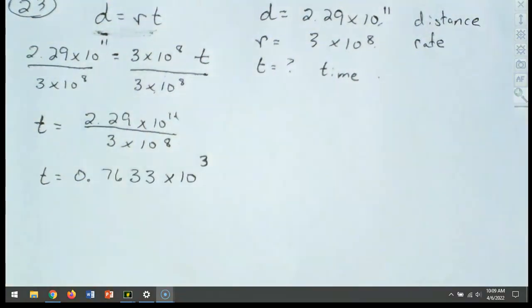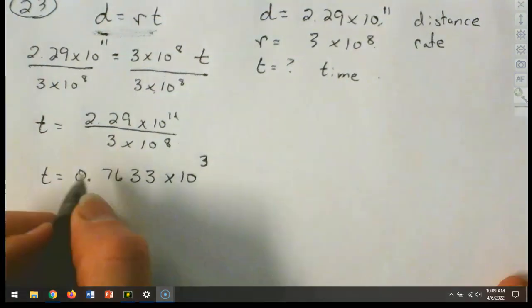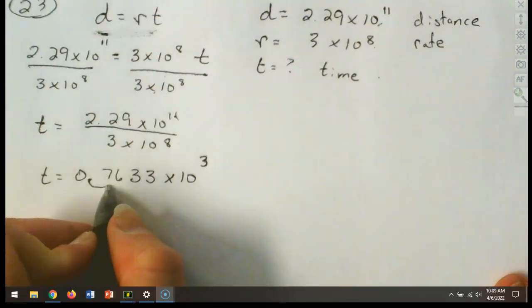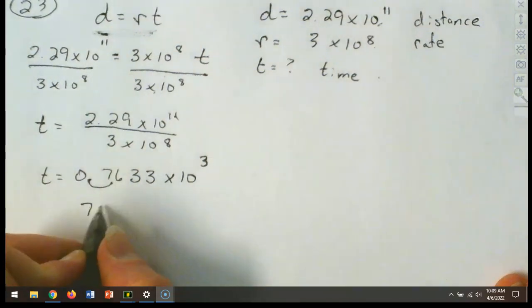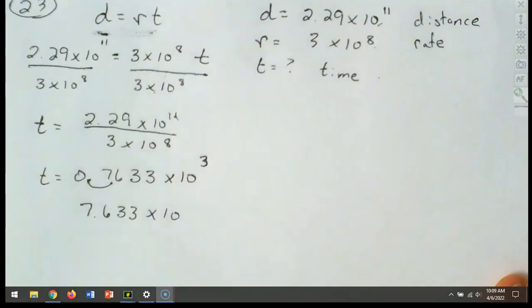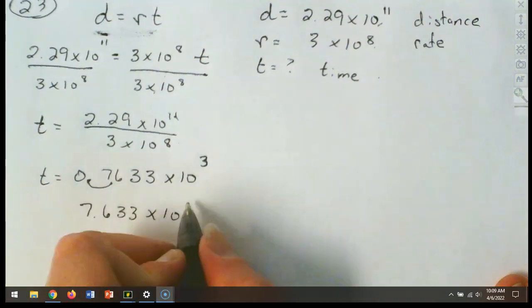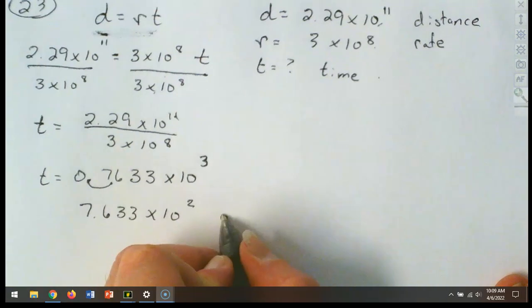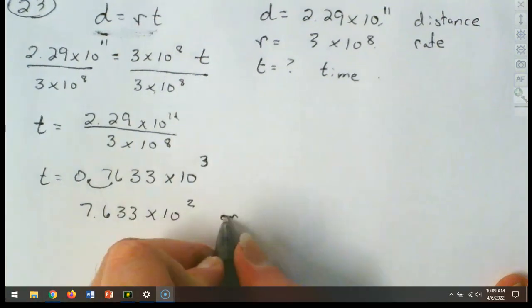Now, what does it want? It says, express your answer in scientific notation. So what would this be in terms of scientific notation? We've got to move it one place. So this would be 7.633 times 10. We're going to have to move it back, so it's going to be times 10 to the second. And that's going to be in scientific notation.